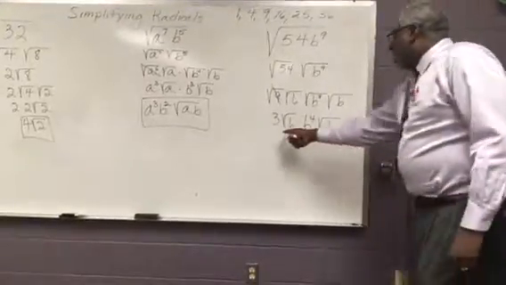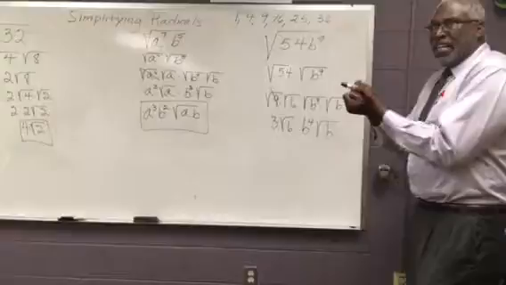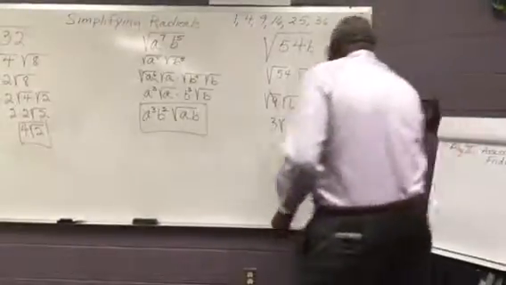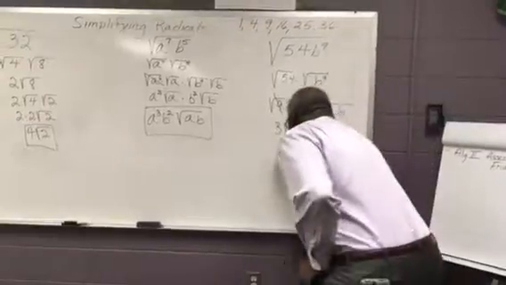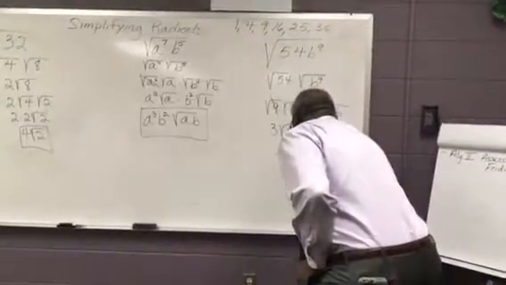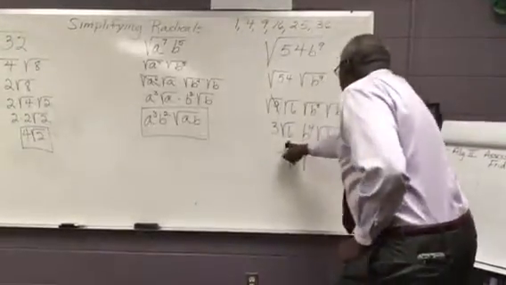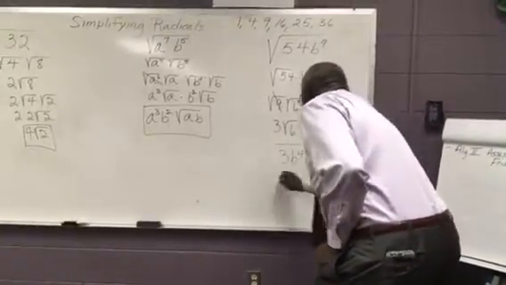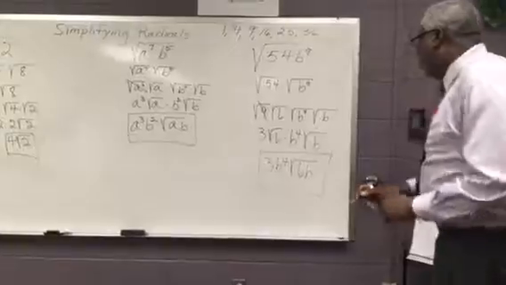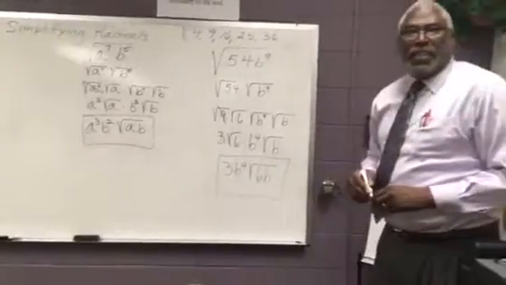Now I take what's outside of these radicals and put them together. So that'll be 3 times b to the 4th, so that's going to be 3b to the 4th. And 6 times b is 6b. So my final answer is 3b to the 4th on the square root of 6b.